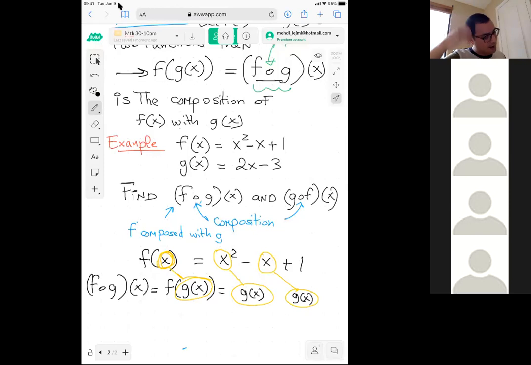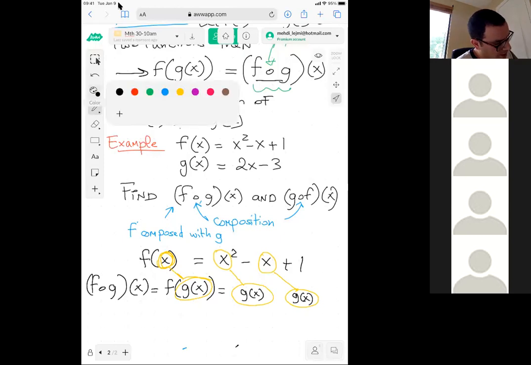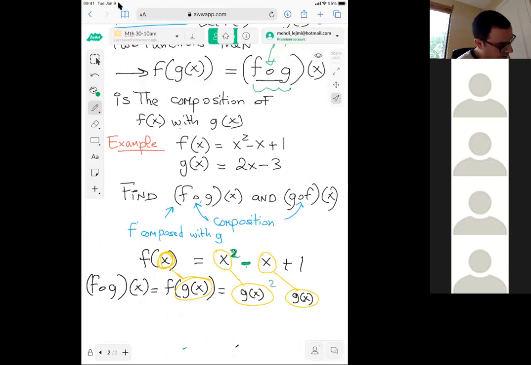Then of course there's a square here, so I need the square here, minus. Here's my minus, that's the g of x, and there's a plus 1. So here's my plus 1. All right.